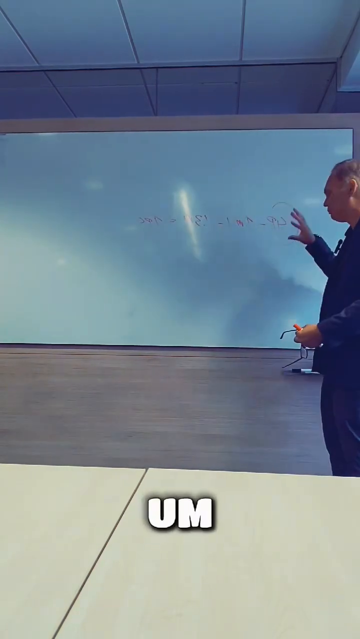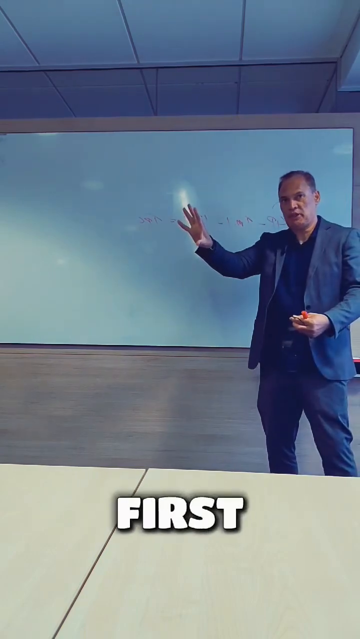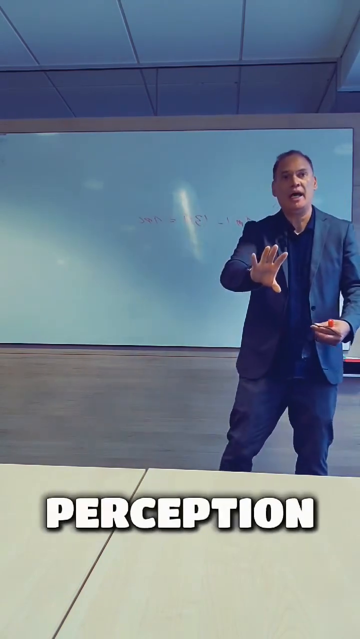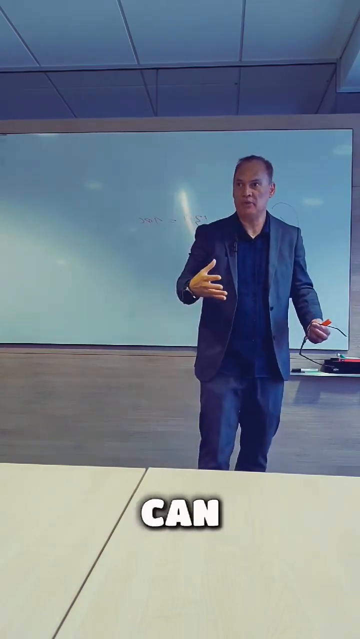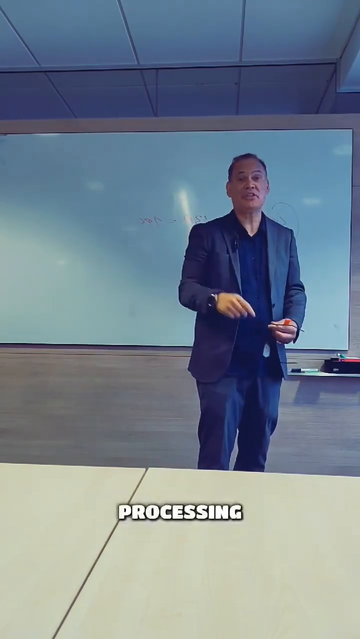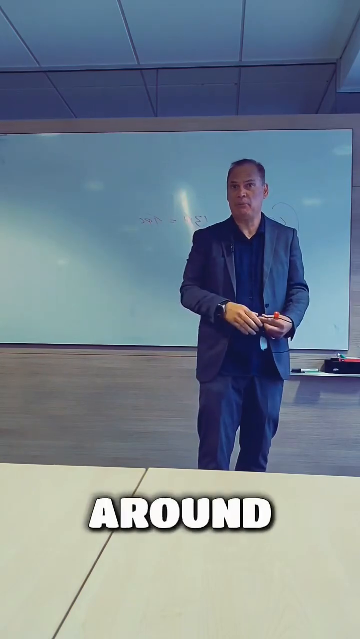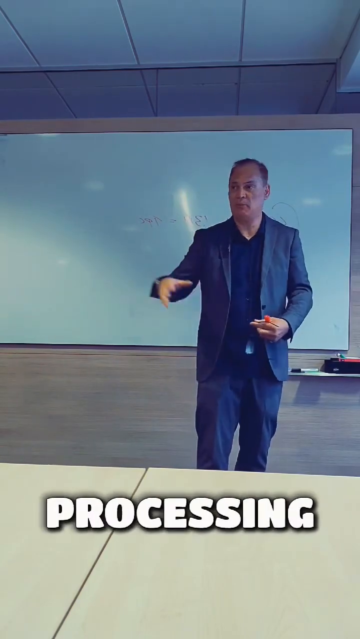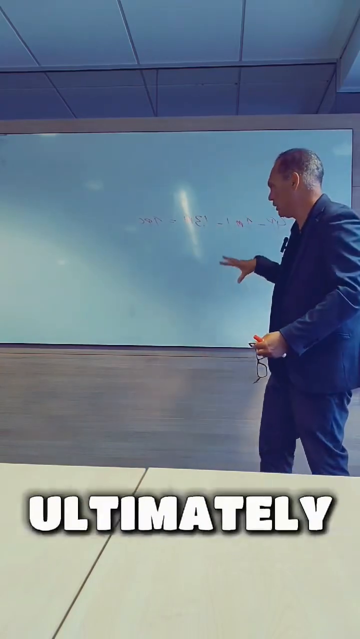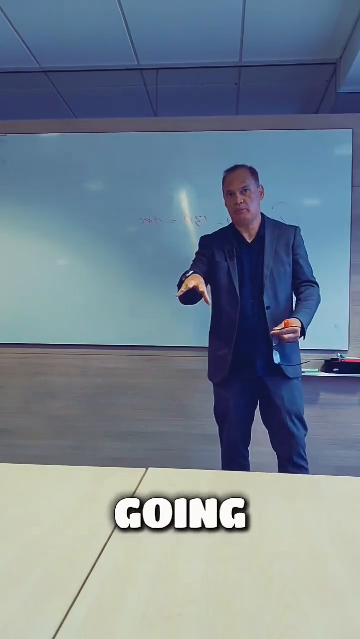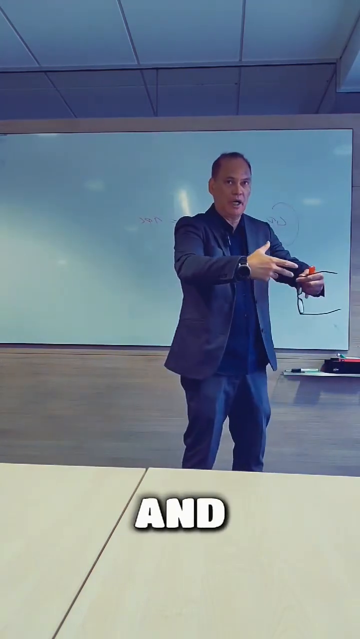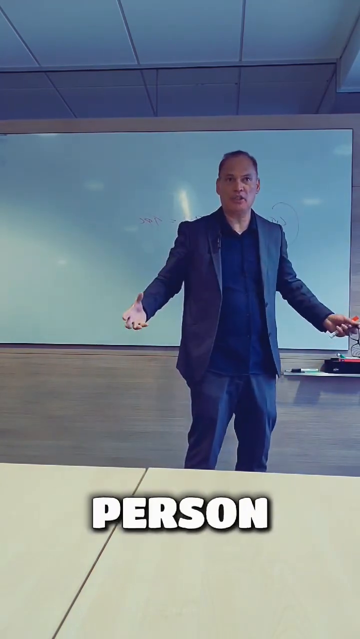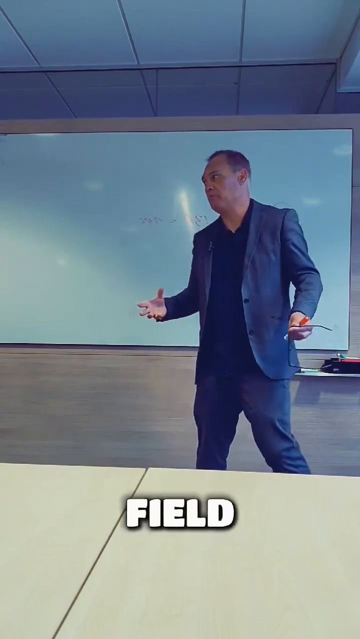So the first P is process, the second is perception, and the other one is projection. So images are projected from you. You can be around someone that's happy. What's processing in the mind? If you're around people and you don't feel too good, what's processing in their mind becomes their perception? So ultimately, what you perceive is what you're going to project. And the projection of those images becomes what surrounds that person. I'm referring to your thought field.